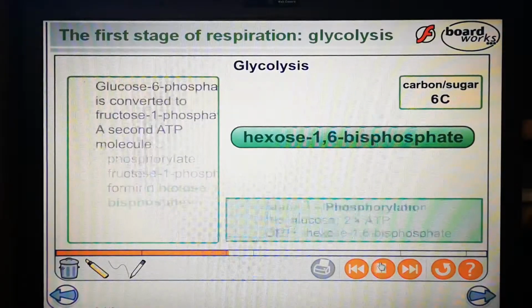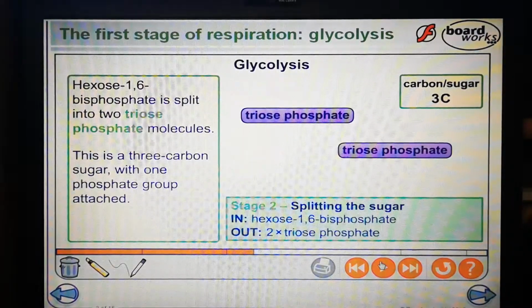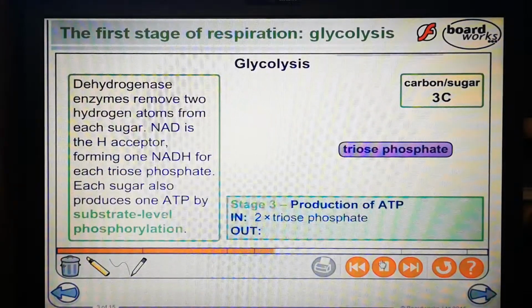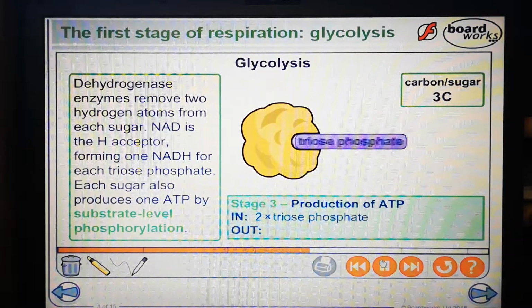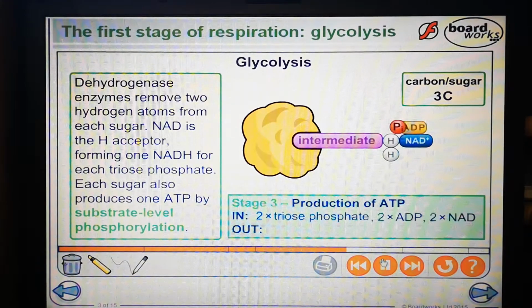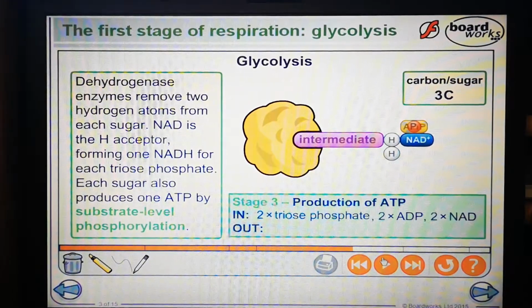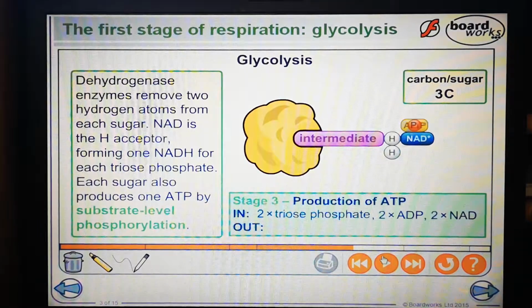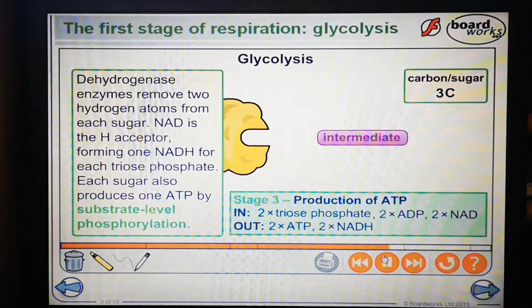It's so unstable it quickly splits into 2 molecules of triose phosphate, each one containing 3 carbons. The triose phosphate, thanks to an enzyme, will now lose a hydrogen and lose an inorganic phosphate. The hydrogen will be picked up by a coenzyme called NAD, and the inorganic phosphate will be picked up by a molecule of ADP. So we've just made a molecule of ATP and a reduced NAD.